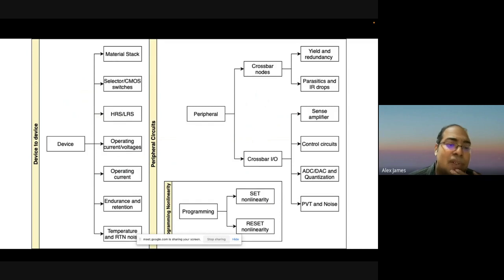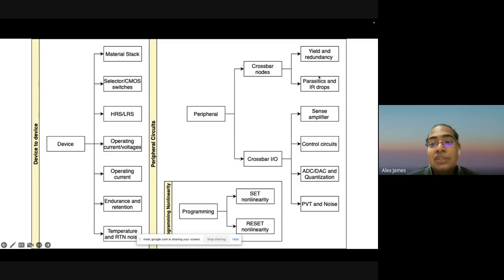At the same time, this doesn't come easily, even though you have a lot of these possibilities. There are a lot of challenges as well. One of the biggest challenges is device-to-device variability and cycle-to-cycle variability that you would encounter. And there are so many issues to be dealt with: the material stack, what needs to be selector switches, the high resistance and low resistance ratios, changes in operating voltages, operating current, endurance issues, temperature and noise changes.